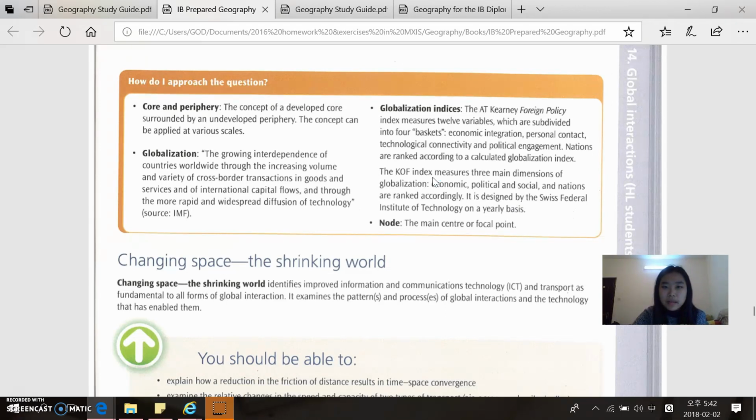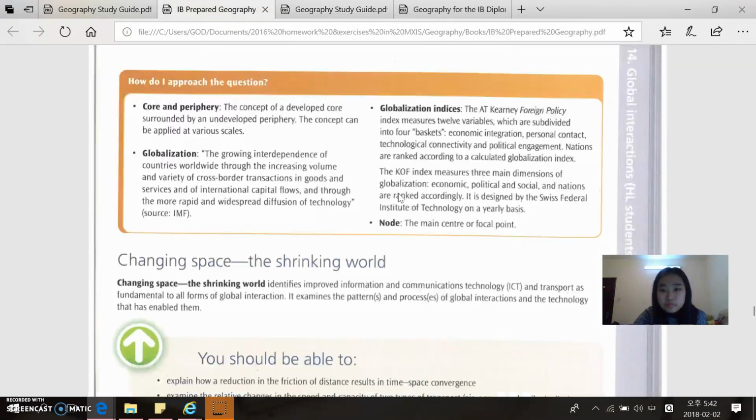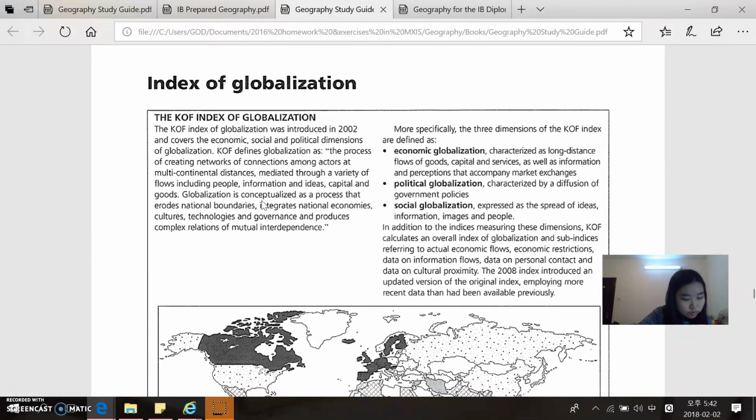I don't think you have to know about that, but remember it's divided into economic, political, and social. Before we go over these three dimensions in detail, we should first see how the KOF defines globalization. It defines globalization as the process of creating networks of connections among actors at multi-continental distances, mediated through a variety of flows, including people, information, ideas, capital, and goods.